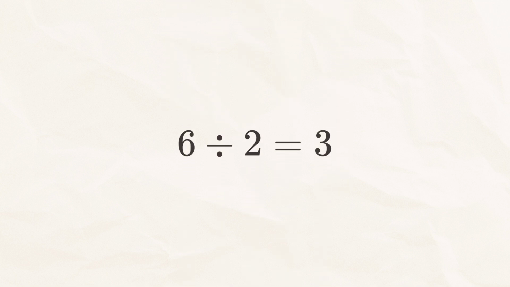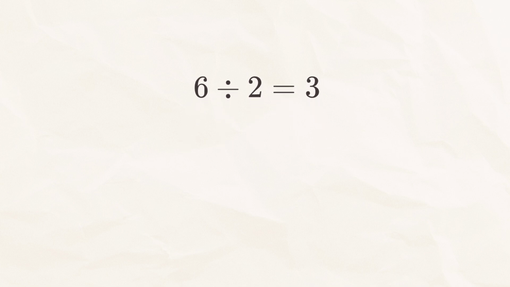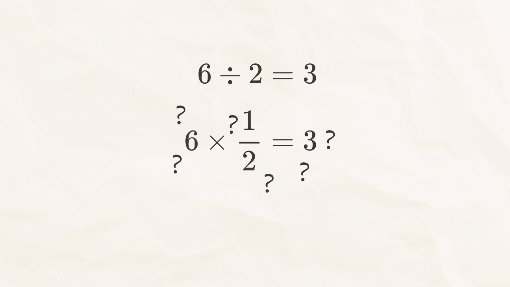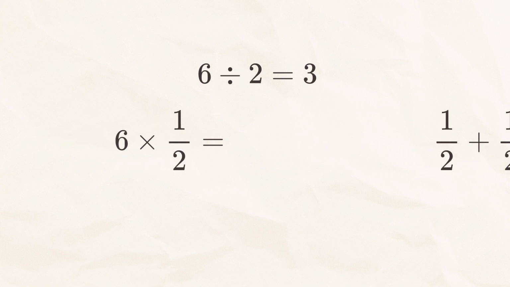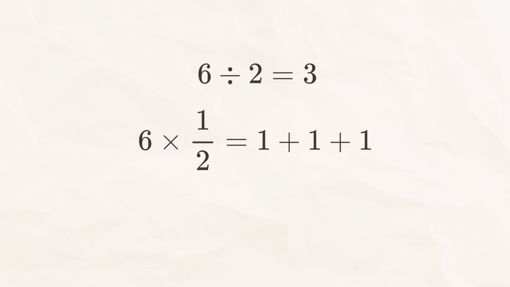Let's look at our first problem. 6 divided by 2 is 3. There's not a fraction in sight. At least, not yet. Is this true? That 6 times 1/2, the reciprocal of 2, is 3? 6 times 1/2 is the same as adding 1/2 6 times. Every pair of 1/2s is equal to 1, which leaves us with 3 ones.